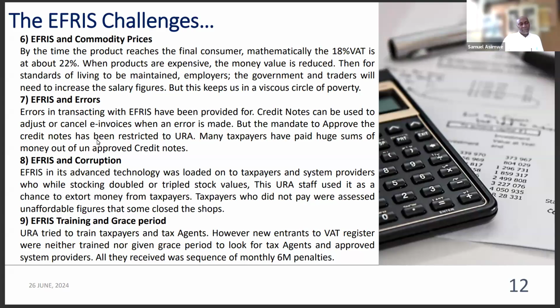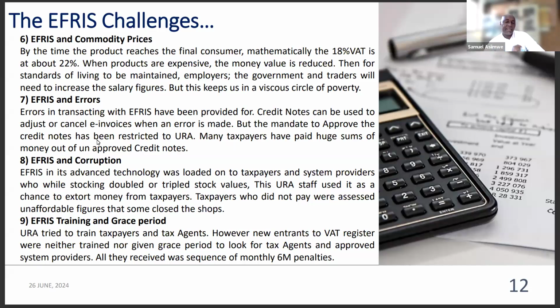Then we have the seventh: EFRIS and the errors. You are in the shop, you are issuing out an invoice, you make errors. Your customers are lined up, and you are quoting on a computer or on a phone, so you are bound to make errors. While you're transacting, errors will come in. However, these errors were provided for by URA and the system itself. We have credit notes where you can adjust or cancel the invoice when an error is made.